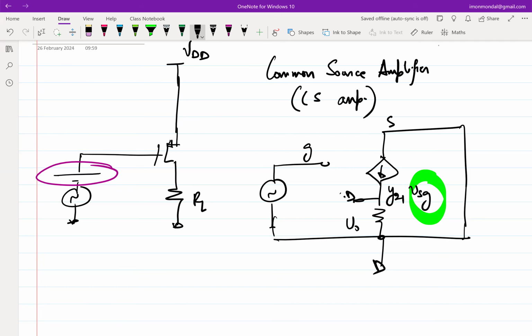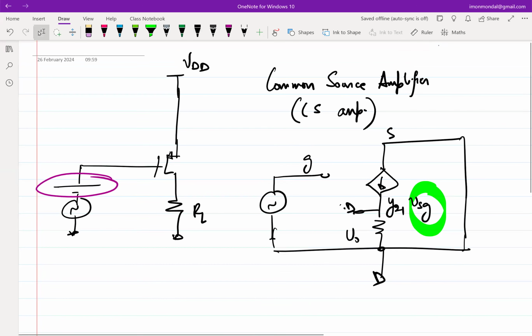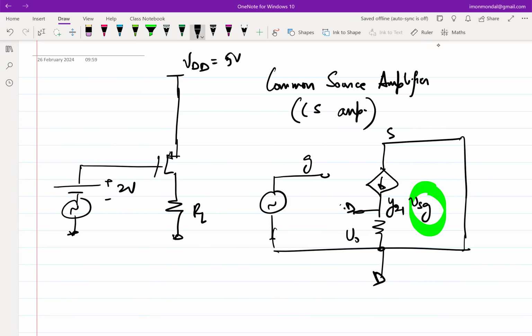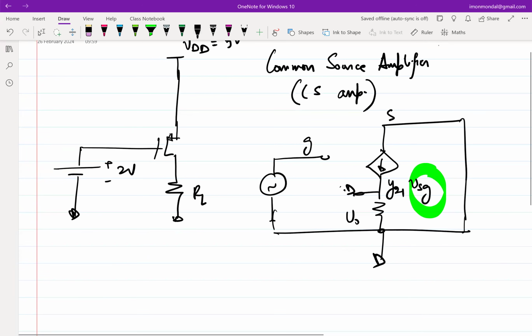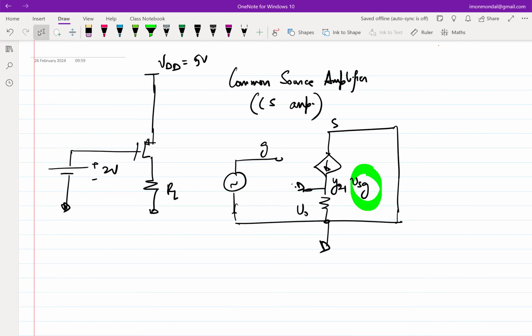So what is the workaround? The workaround is to see if we can use a finite value capacitor to mimic the performance of an infinitely large capacitor. So let's see. Let's take some values. VDD is 5 volt. I want this battery to be 2 volt. So let's try first biasing the circuit. Let's forget about this guy. Given the fact that I have one single battery, because that's what we started off with, we need to bias everything with one single battery.